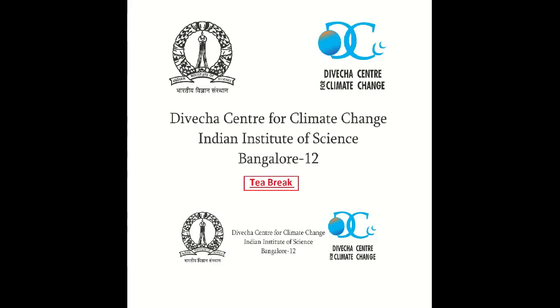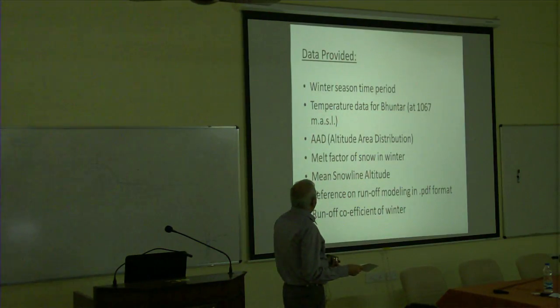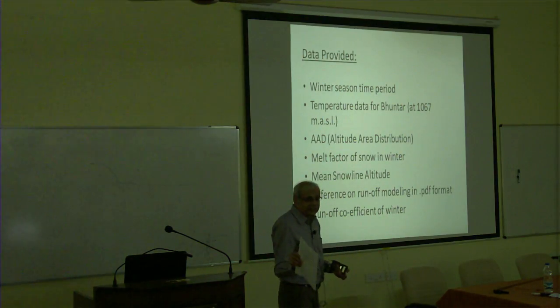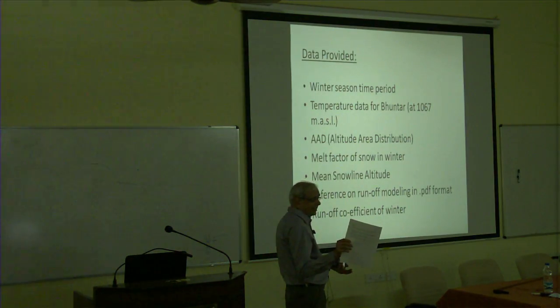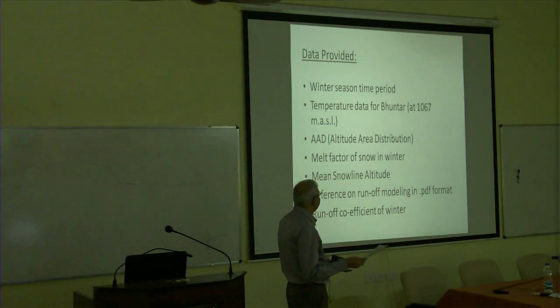Okay. What is given to you is the winter seasonal time period. If it is not here, you can read it in the paper, but most probably it is here. It is given there, no? Okay, it is given there. The temperature data at Bhuntar is given for you. That is in an Excel sheet, right? And its altitude is 1067 meters above sea level.